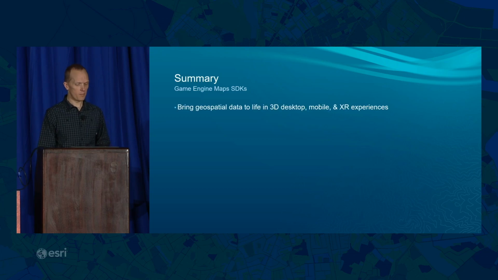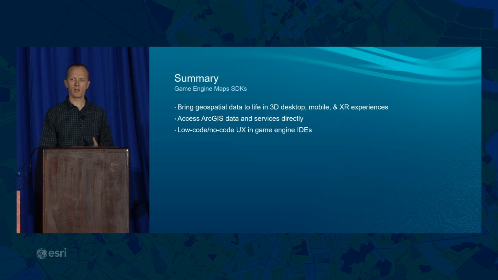So in summary then, the Game Engine Maps SDKs are about bringing geospatial data to life in XR immersive experiences. They enable you to access ArcGIS data directly, so accessing packages and services. And then we include low-code, no-code experiences that we're building specifically to support you inside the Game Engine IDEs, Unity and Unreal Engine.